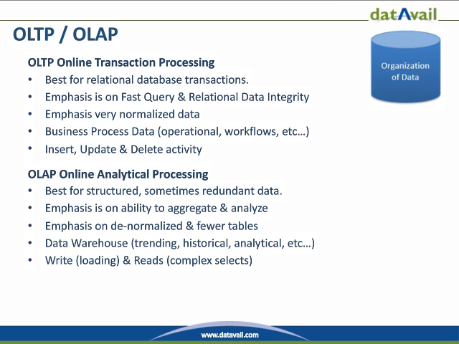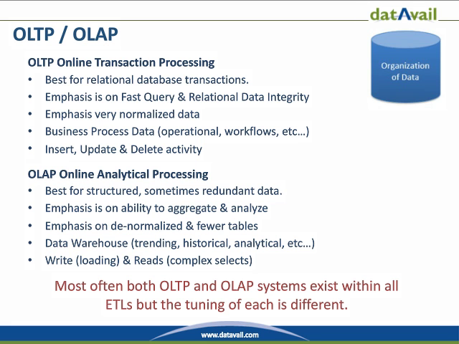There are fewer tables, and those tables are larger. Typically, an OLAP system is something like a data warehouse: trending, historical, analytical, right? And in an OLAP, the activity you're going to see most of the time is writing and reading. You're loading the data in, and then you're reading that data for your reporting. Most often, in an ETL, you're going to have both.